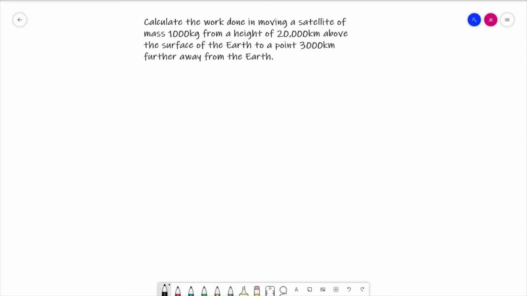Calculate the work done in moving a satellite of mass 1000 kilograms from a height of 20,000 kilometers above the surface of the Earth to a point 3,000 kilometers further away from the Earth. As usual, pause the video at this point, go away and do your calculation, and when you think you've got an answer, come back and I'll go through it.